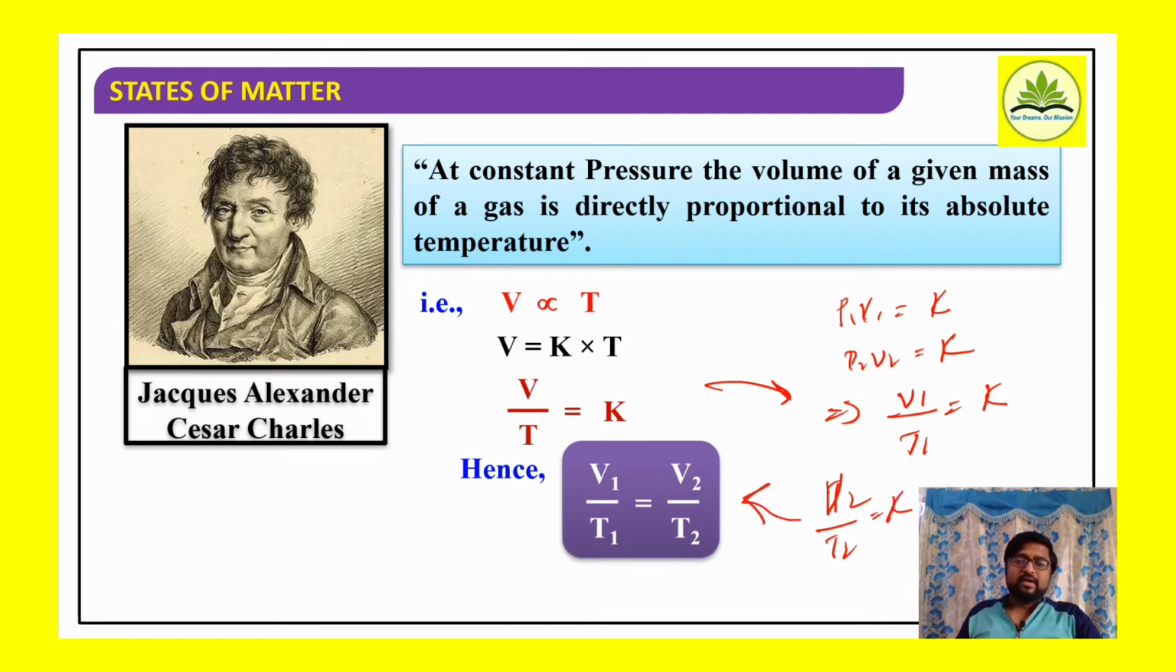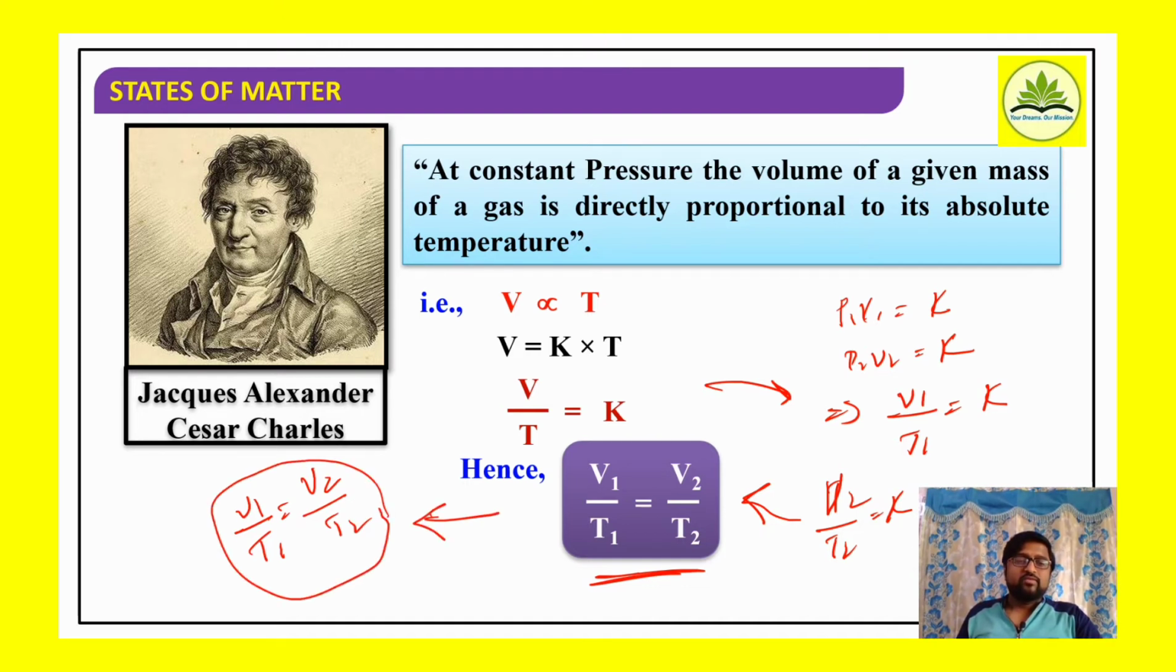Therefore we arrive at the expression V1 by T1 is equal to V2 by T2. Again in this expression there are 4 variables: V1, V2, T1, T2. If any 3 of the values are known, the fourth one can be calculated. Remember this, the mathematical form of Charles law: V by T is equal to K, or V1 by T1 is equal to V2 by T2.